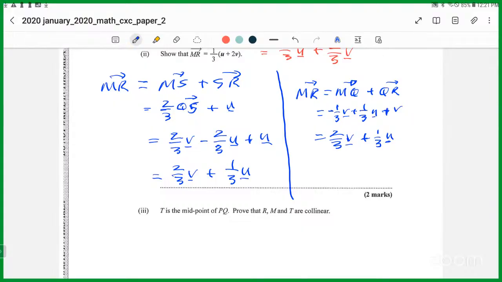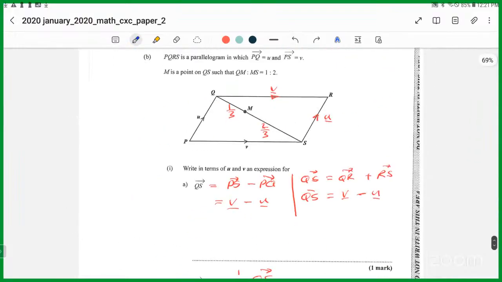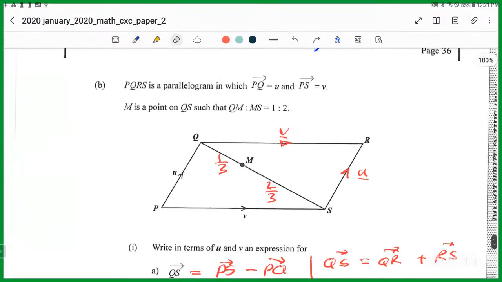But alright, this one now says T is the midpoint of PQ. Prove that R, M, and T are collinear, meaning that R, M, and T are on a straight line. Alright? So let's go. T is the midpoint. Let's put it on a diagram. So let me take these off. I don't need these anymore. So T is the midpoint of this line, so it is right in the middle here somewhere.